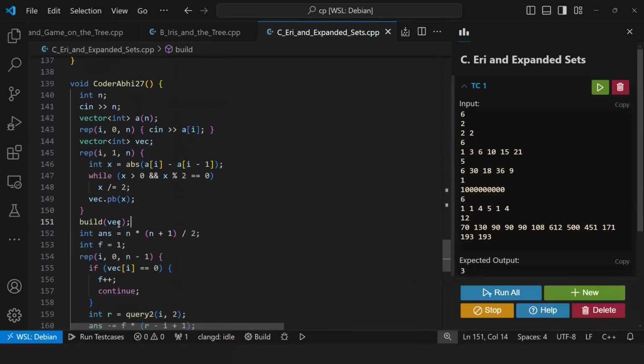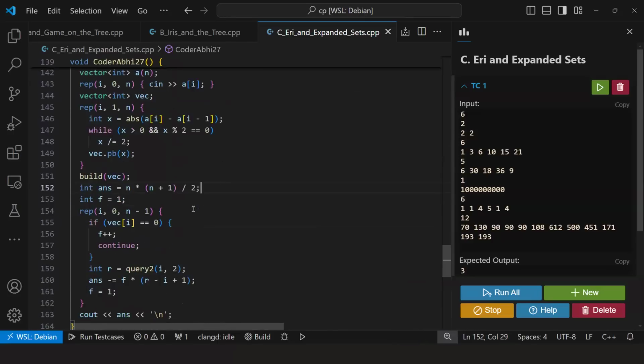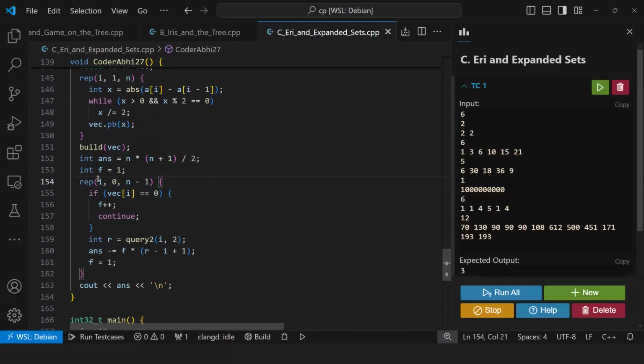I build my sparse table. Now, my initial answer would be n into n plus 1 by 2. Whatever non-brilliant arrays there are would be subtracted from this. Now, I went to every, I fixed my L. So my L is now fixed. So I is my L basically. You can replace I with L.